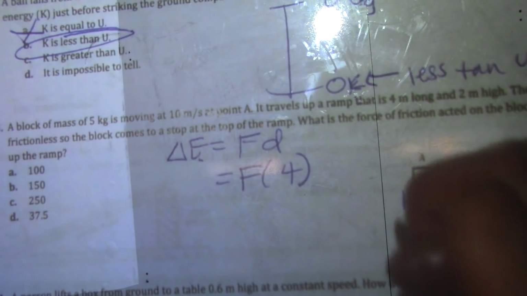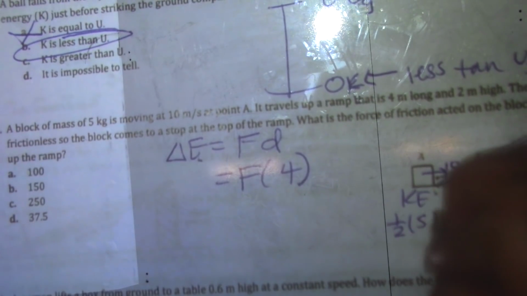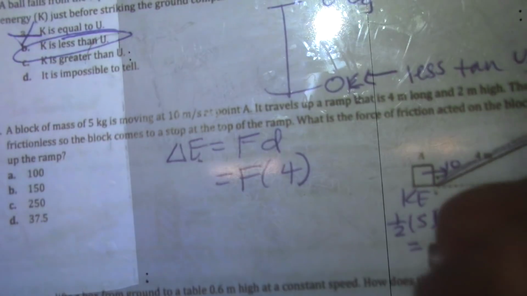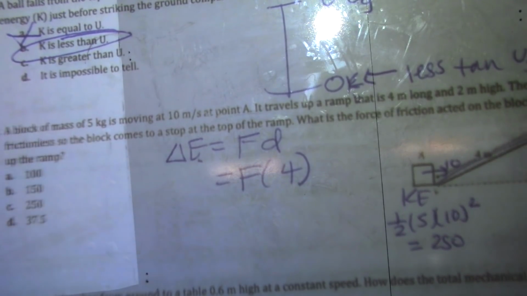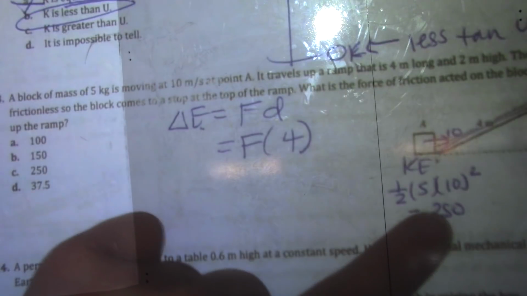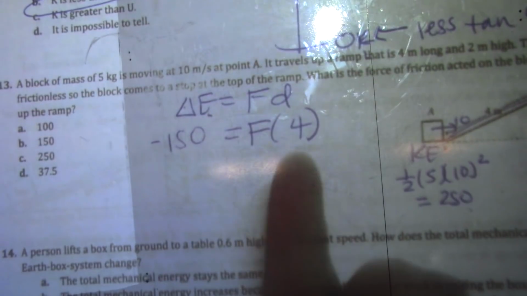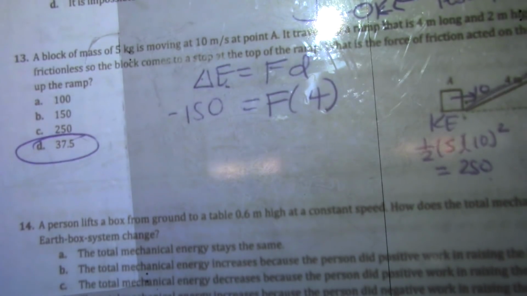So how much kinetic do you have? 1/2 mass of 5, 10 squared gives me 250. Here, this would just be mass of 5, not 10, times g times height of 2, which gives me 100 joules. So from 250 to 100, I obviously just lost 150, so my change in energy is negative 150. Divide the 4 over, that gives me a force of this. And technically it would be a negative force.